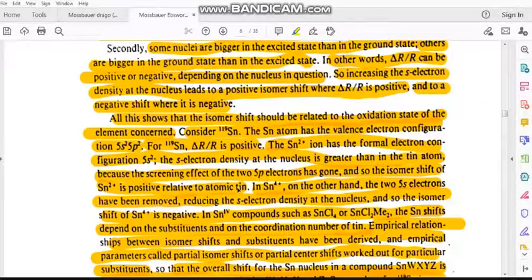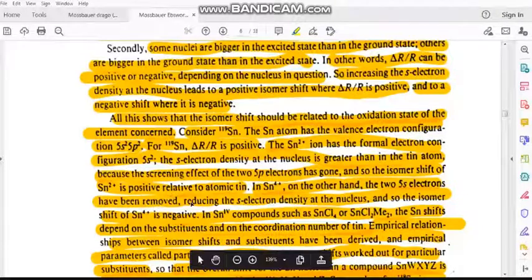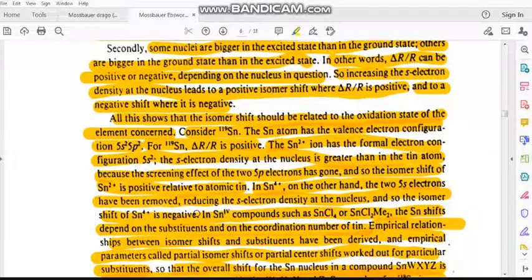Again, we are talking about relative shifts. Then if you take tin 4 plus, Sn4 plus, on the other hand, the 2 5s electrons have been removed. So we don't have direct s electron density. This reduces the s electron density at the nucleus, so the isomer shift of tin 4 plus is negative compared to tin 2 plus, as there is no direct s electron density.